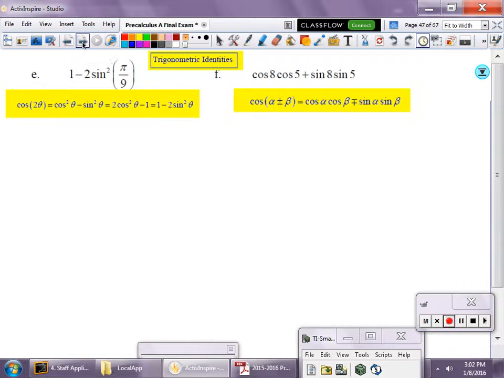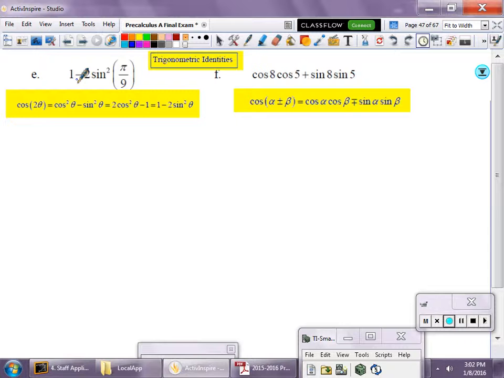Onward to the next problem. Okay, they're getting more complicated. Pause, regroup, and look. Okay, so you are looking for exactly this expression, 1 minus 2 sine squared.